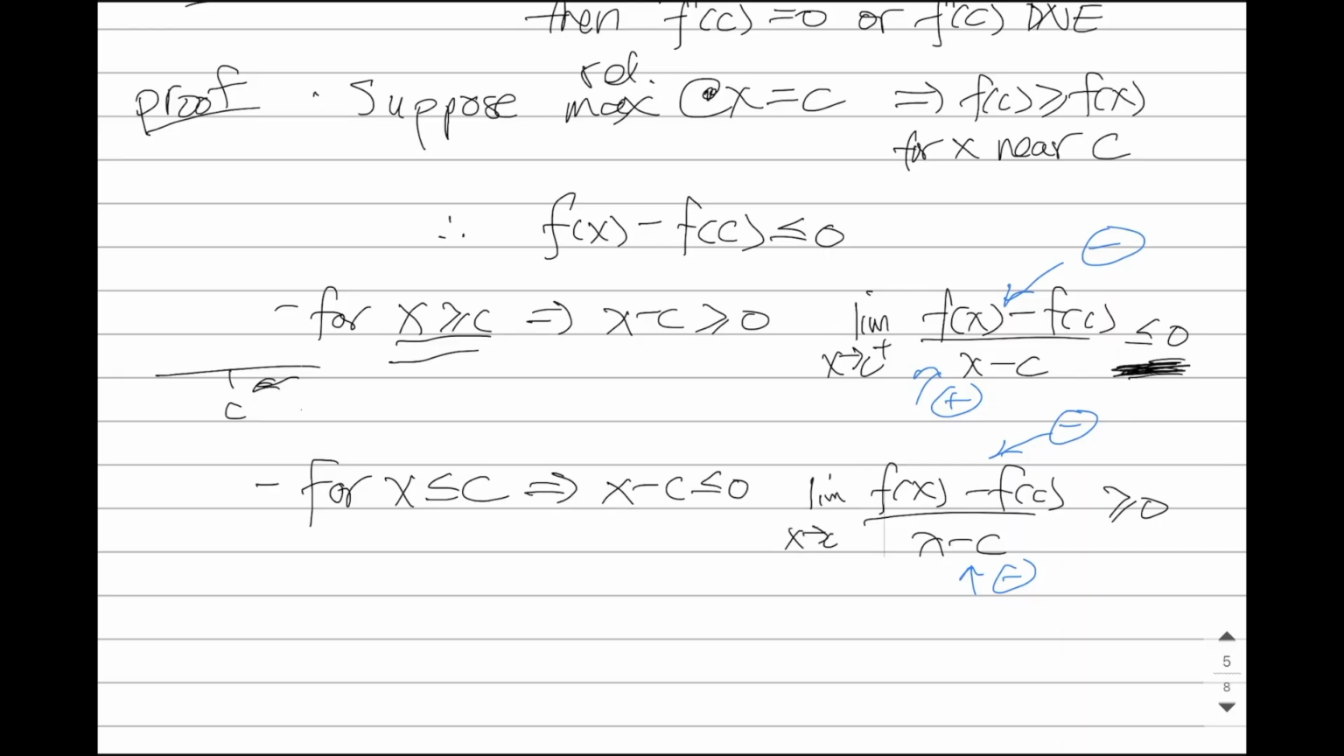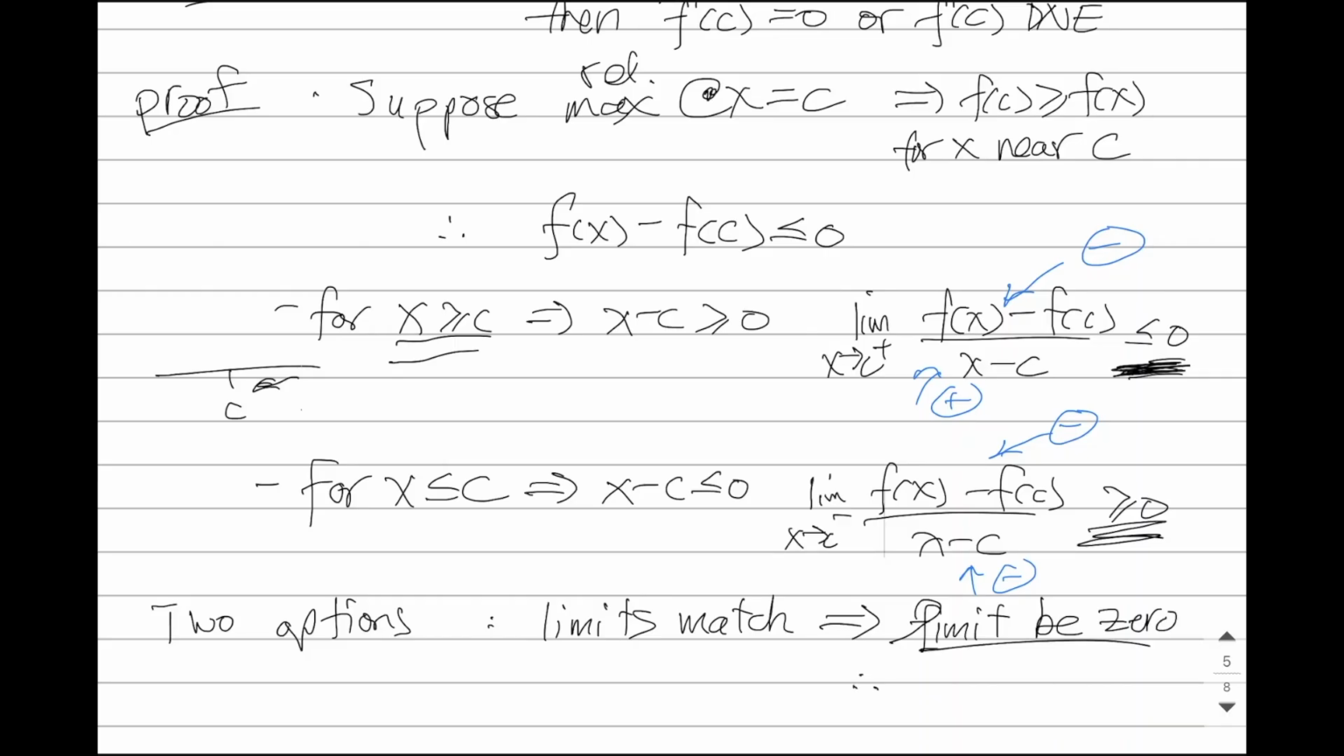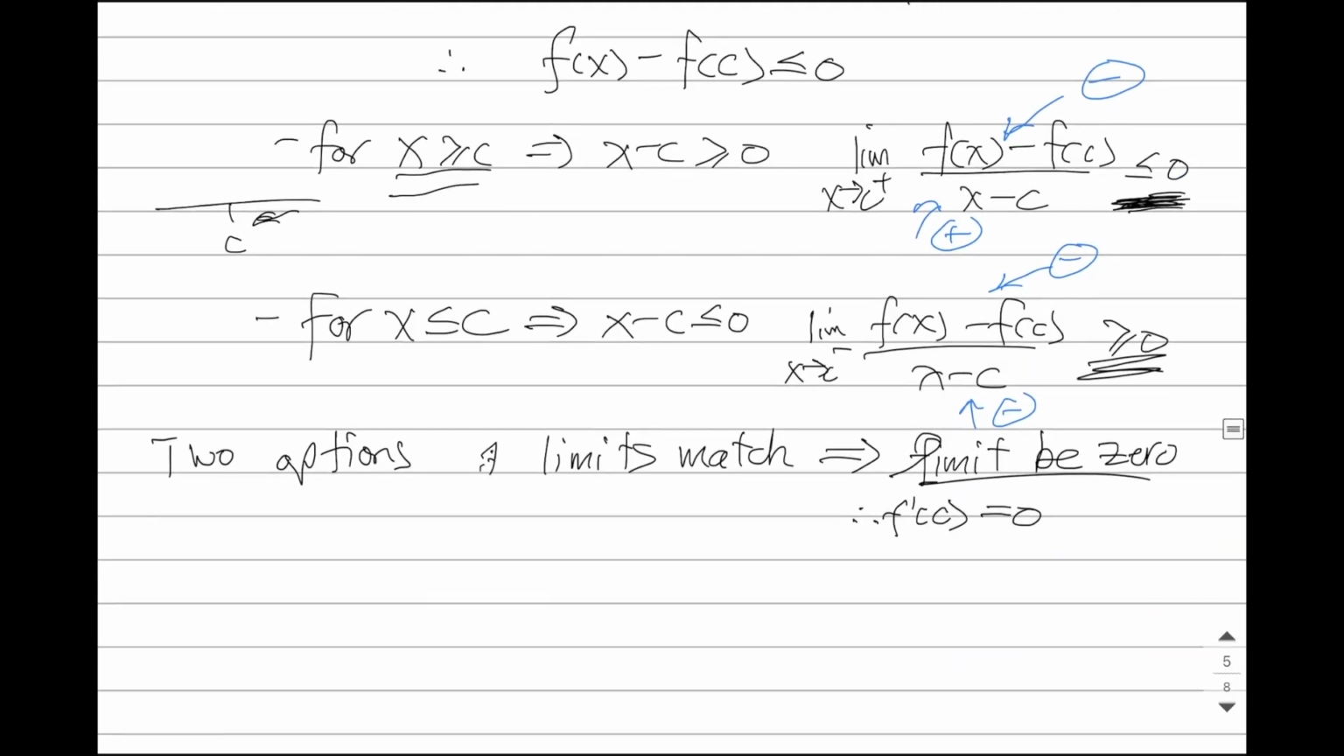And if I were to take the limit as x approached c from the left, this limit would have to be greater than or equal to 0. So now there's only two options. The limits match, and the only way for something less than or equal to 0 to match with something greater than or equal to 0 is for this limit to be 0. And that means this limit represents the derivative at the point c, and that would need to be 0.